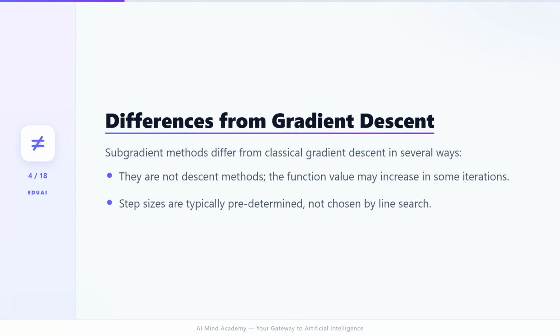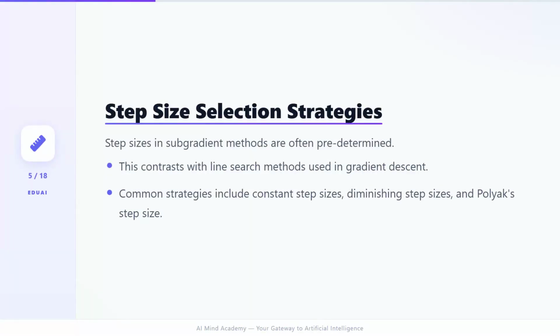Subgradient methods exhibit several key differences compared to classical gradient descent. Notably, they are not strictly descent methods, meaning that the function value may occasionally increase during iterations. Furthermore, step sizes are usually predetermined using specific formulas rather than being adaptively chosen through line search procedures as in standard gradient descent.